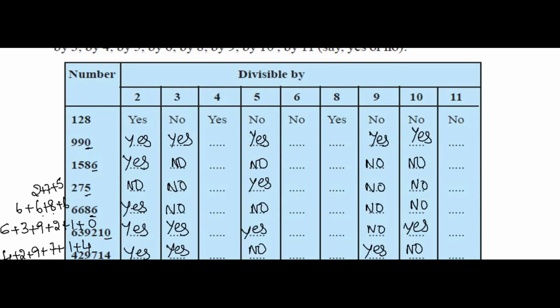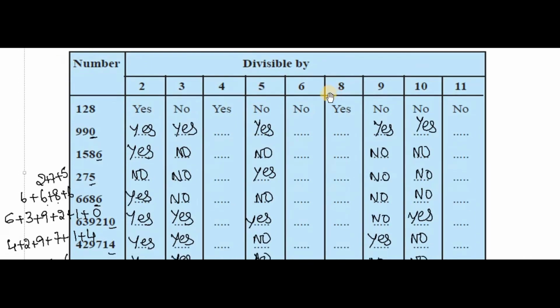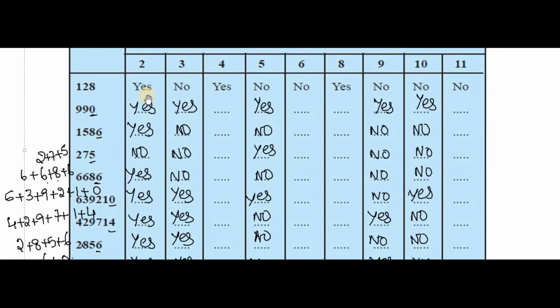Now it is very easy for us to check the divisibility rule of 6. What is the divisibility rule of 6? If a number is divisible by both 2 as well as 3, then it is going to be divisible by 6, right? So if both are yes, then you should write yes here. If one is no, then you should write no.